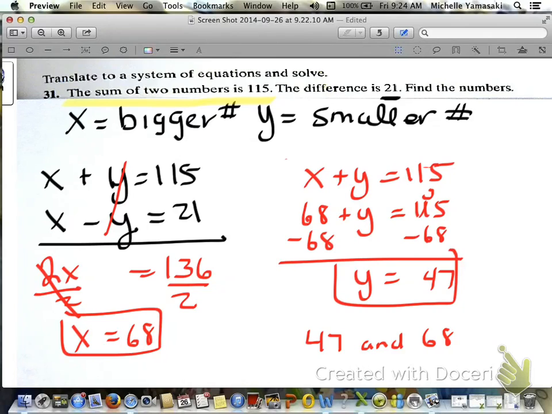Okay, questions? Yes. How would you know you're supposed to use two equations? Well, for the beginning part, I'm seeing one is here. That's the end of a statement. The sum of two numbers is 115. The next one is the difference is 21. That's a full sentence. It's a full statement. It's going to be an equation.